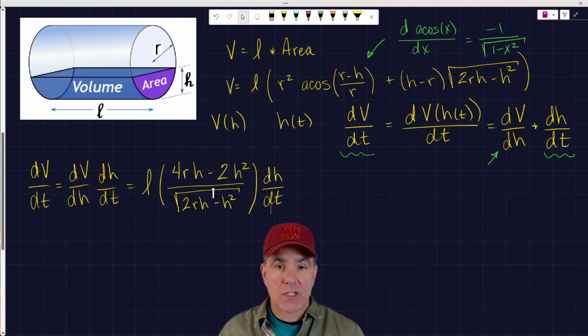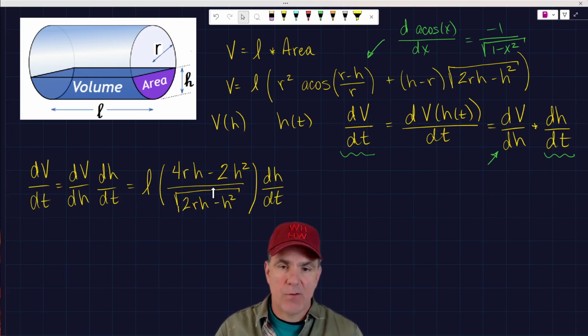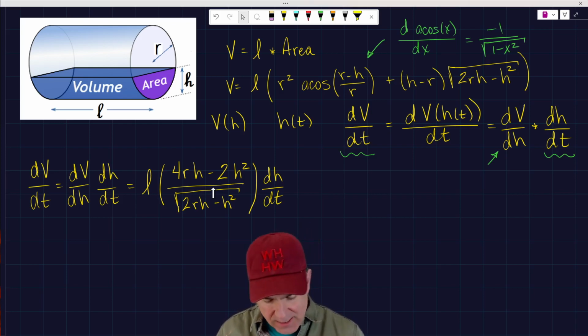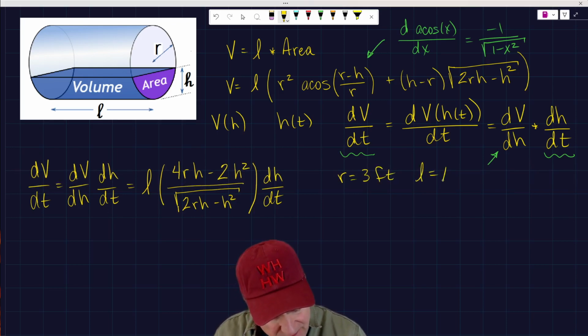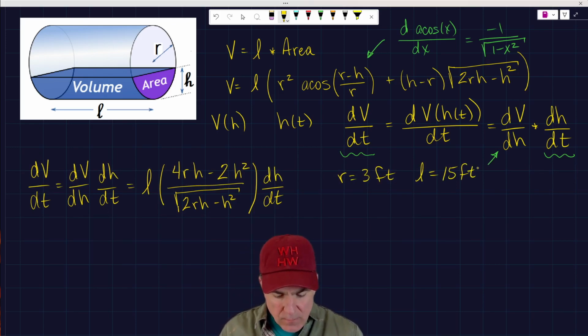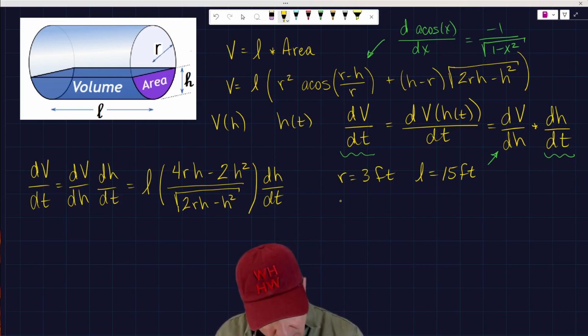What I want to do now is just look at a specific problem to give you an idea of how we would use this information. Let me write down some of the constants that I want to use. Let's say, for example, our tank has a radius of 3 feet and a length of 15 feet. And what we're going to do then is take a look at this rate of change of volume. The other thing that we know is the volume is changing with respect to time at the rate of 1 gallon per second.